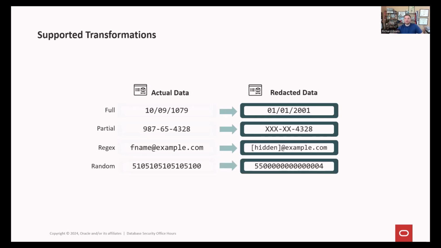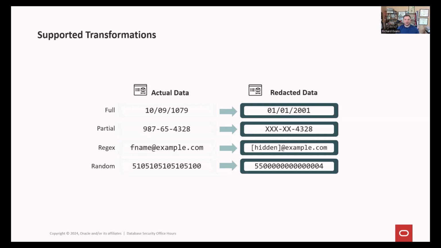So we know that number is there, and we just want to say, whatever it is, we want to redact it randomly. So every time a query comes up, we just want it to give us whatever non-real value it gives us for that column on that particular query. So those are the four major supported transformations for Oracle Data Redaction.